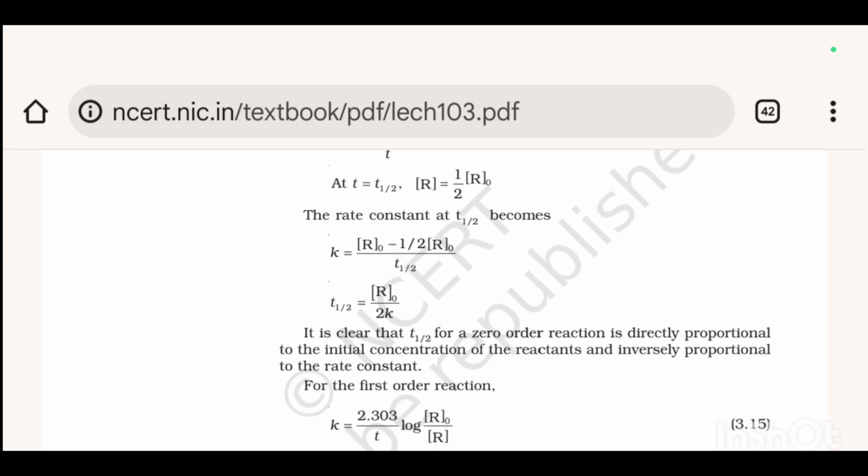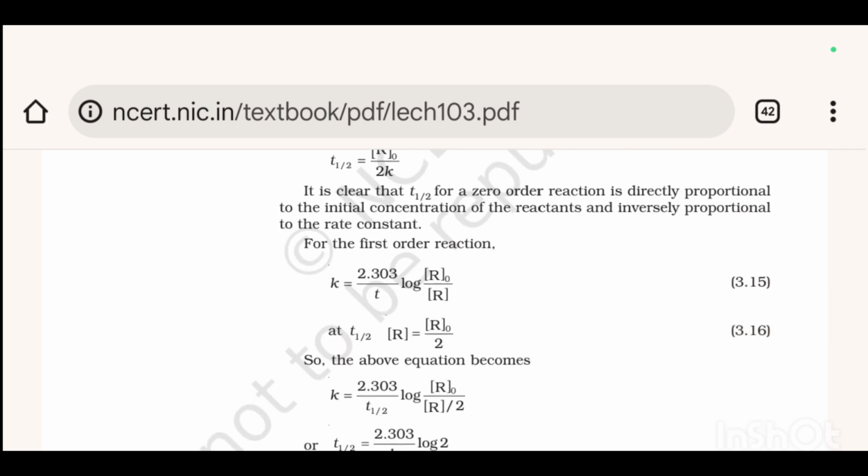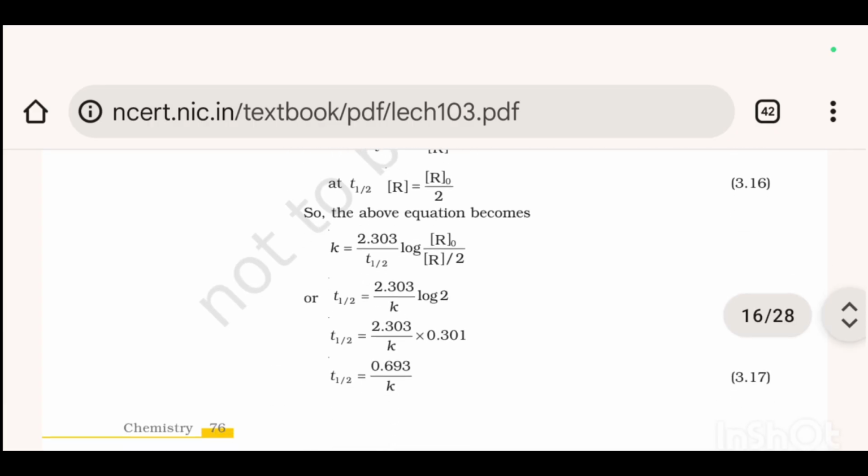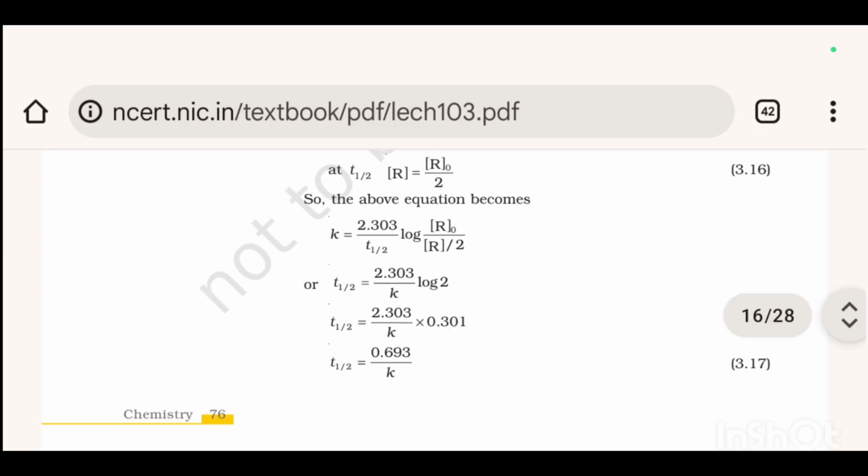For the first order reaction, k = (2.303/t) log R0/R. At time t = t1/2, R = R0/2. So the above equation becomes k = (2.303/t1/2) log R0/(R0/2), or t1/2 = (2.303/k) log 2. t1/2 = (2.303/k) × 0.301, or t1/2 = 0.693/k.